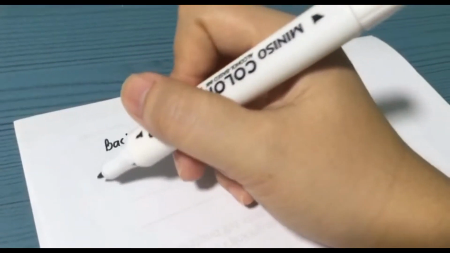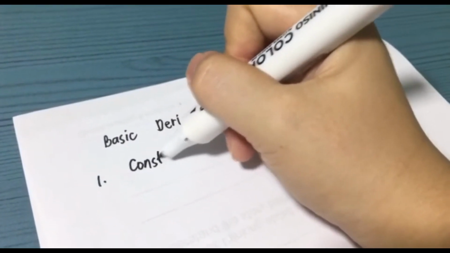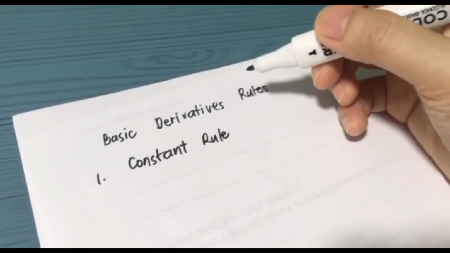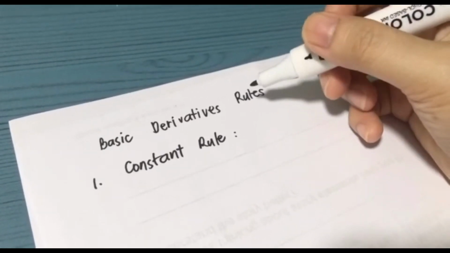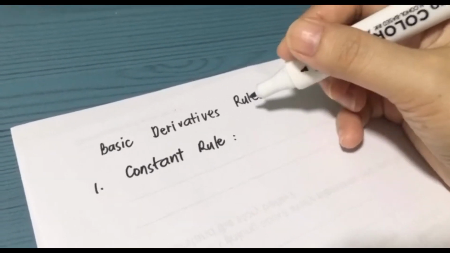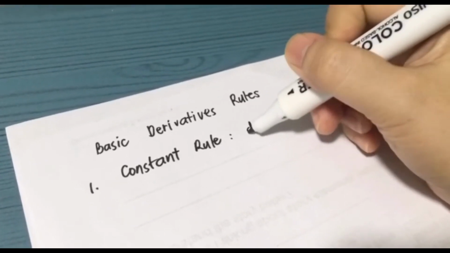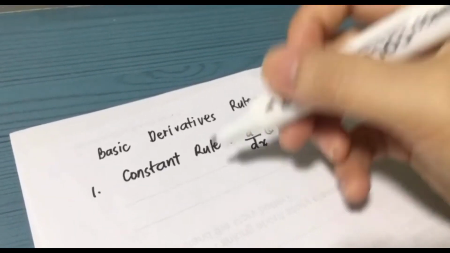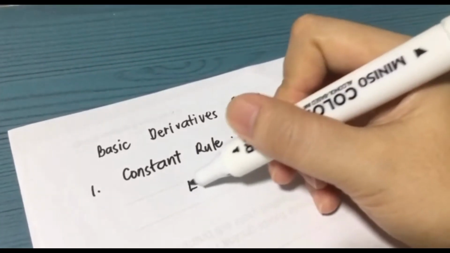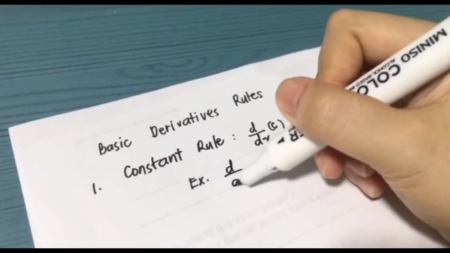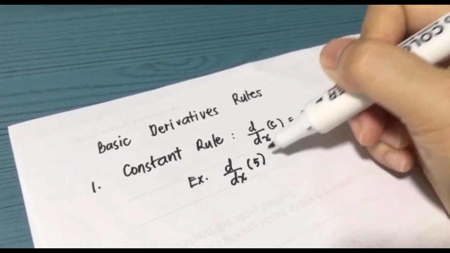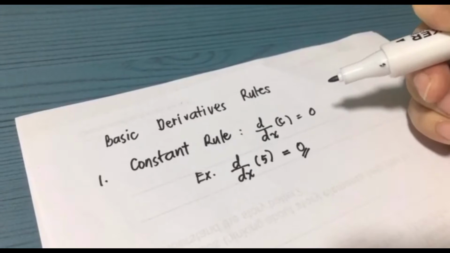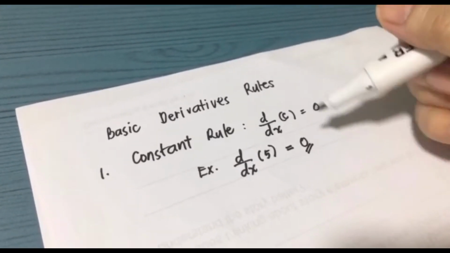Okay, so the first one is the constant rule. The constant rule applies to any real number, for example a whole number or a natural number. The derivative of a constant is equal to 0. For example, the derivative of 5 is equal to 0. So the derivative of any constant number is 0.